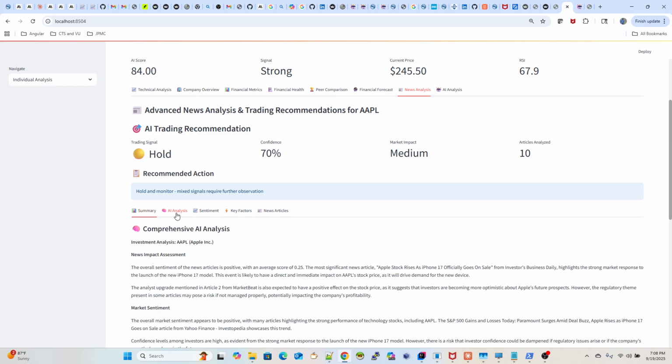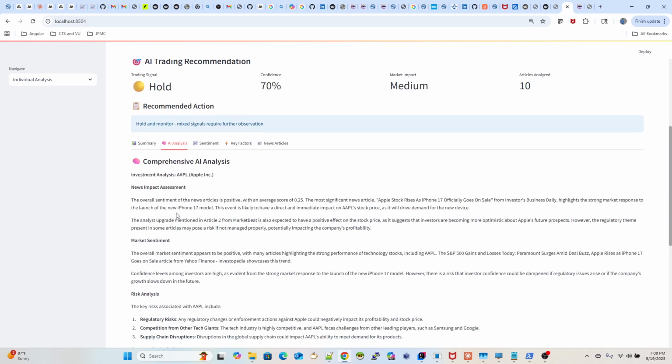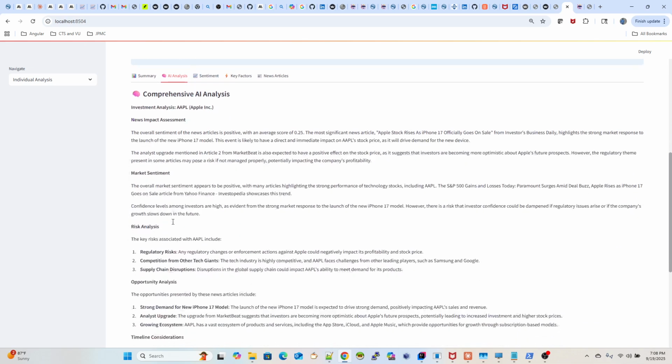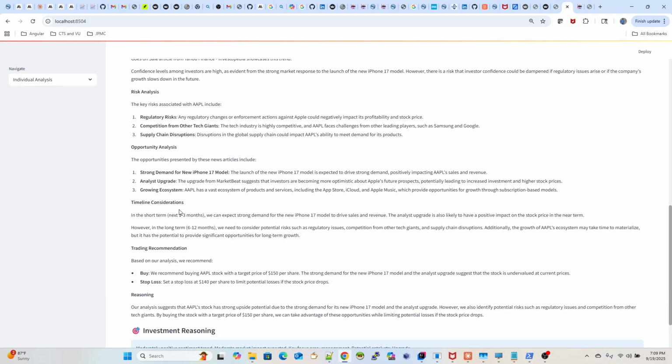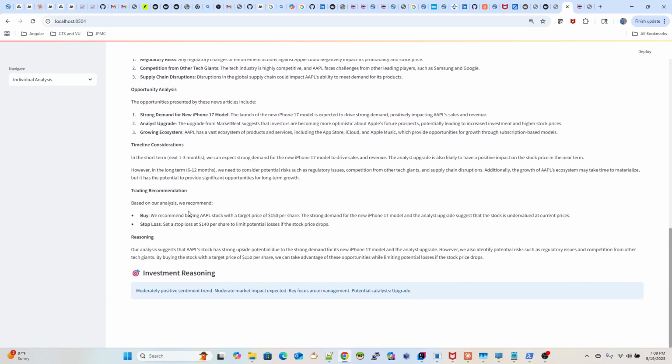Now as part of the AI analysis, it will provide you a final analysis based on the different articles it has gone through: news impact assessment, market sentiment, risk analysis, opportunity analysis, timeline consolidation, and then trading recommendations. We are recommending buying Apple stock with a target price of 150 per share, given the strong demand for the new iPhone 17 and all. The stop loss can be like 140 and all.